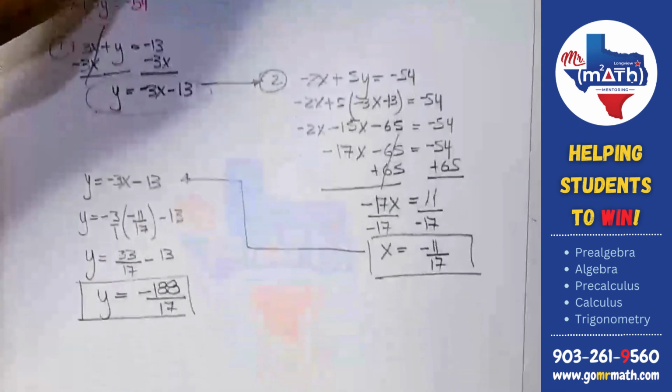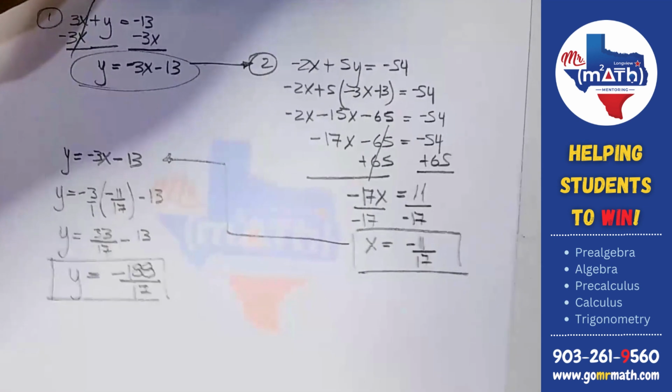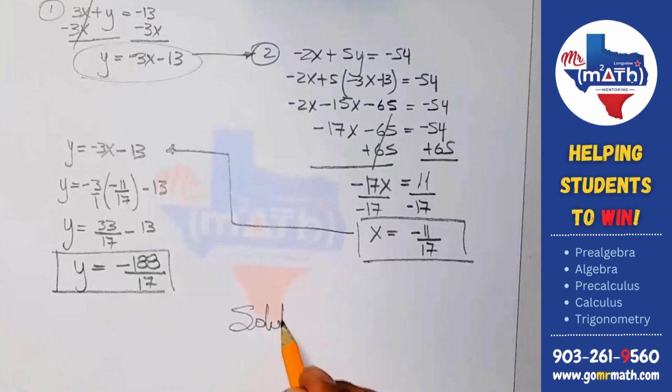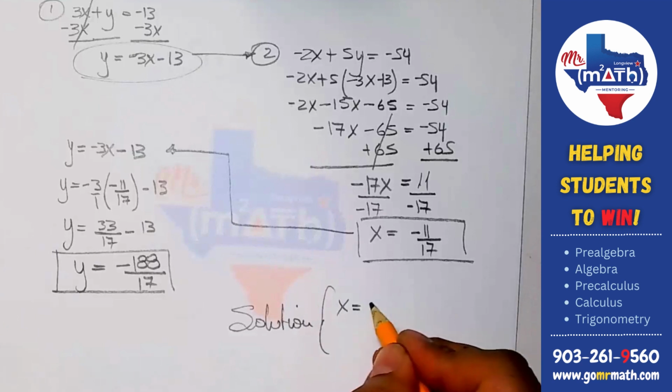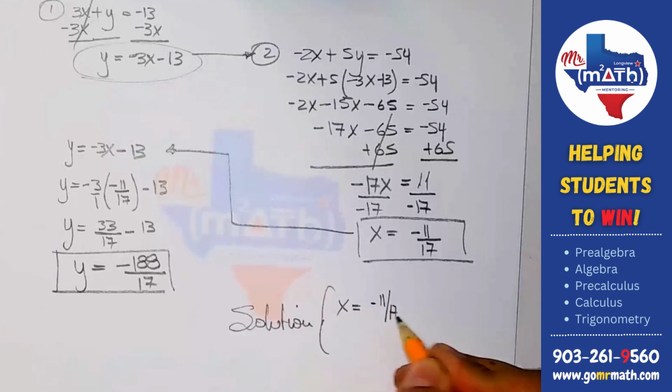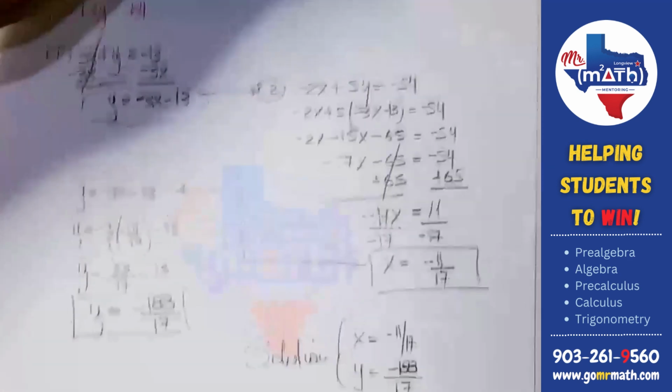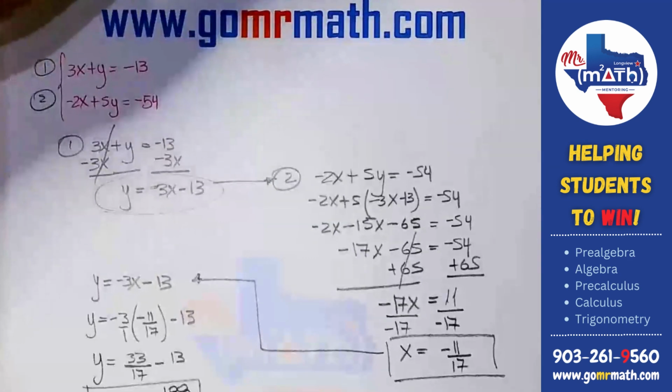There's nothing we can do. Okay, let's put our solution in here. Our solution is x equals negative 11 over 17. That is for x. And y will be negative 188 over 17. Okay, that will be the solution for this problem.